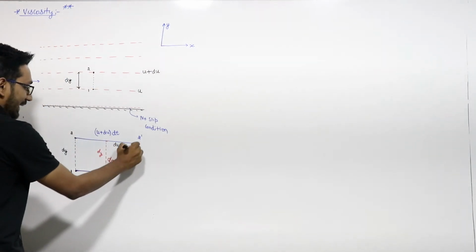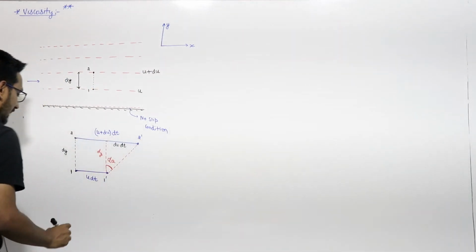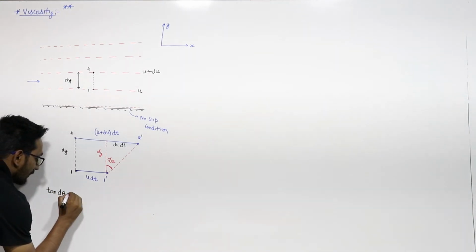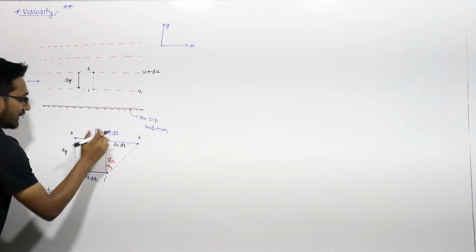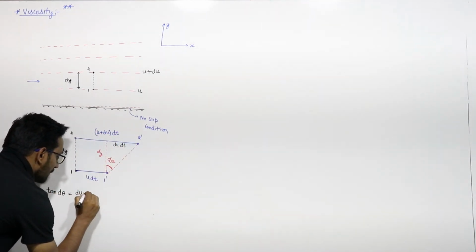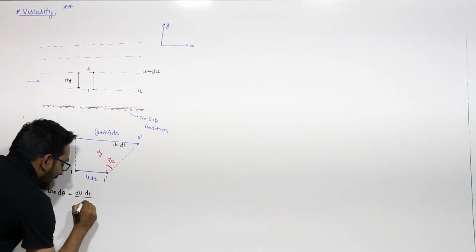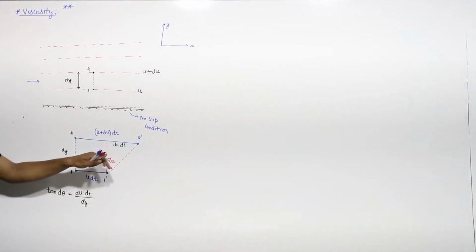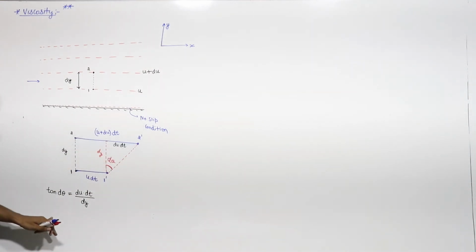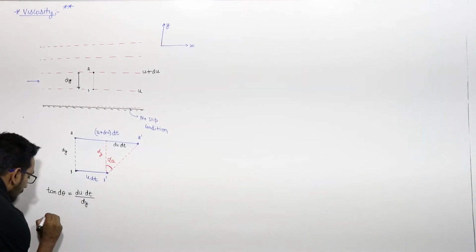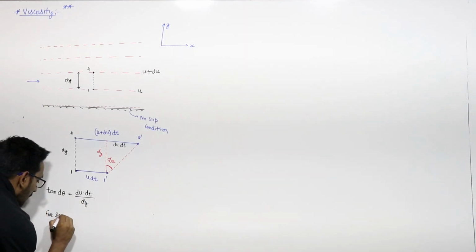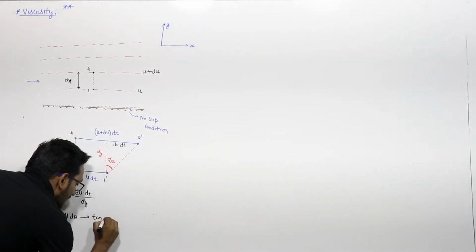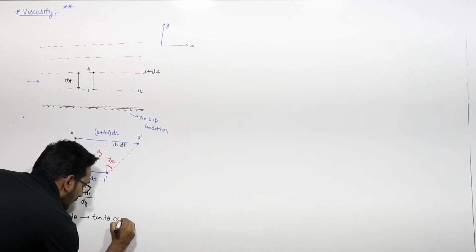So from this right angle triangle, I can write tangent d theta is equal to du into dt divided by the adjacent side, that is dy. Du into dt divided by dy. And for small angle, we know that tangent d theta is approximately equal to d theta.